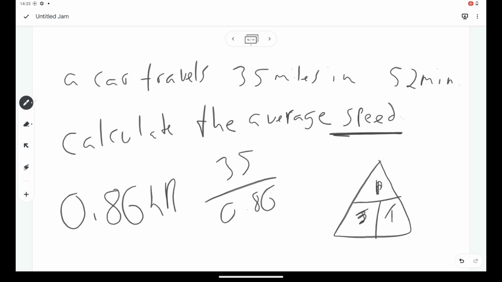So 35 divided by 0.86 will give us 40.70 if we round it up. 40.70, so that is the average speed, 40.70 miles per hour.